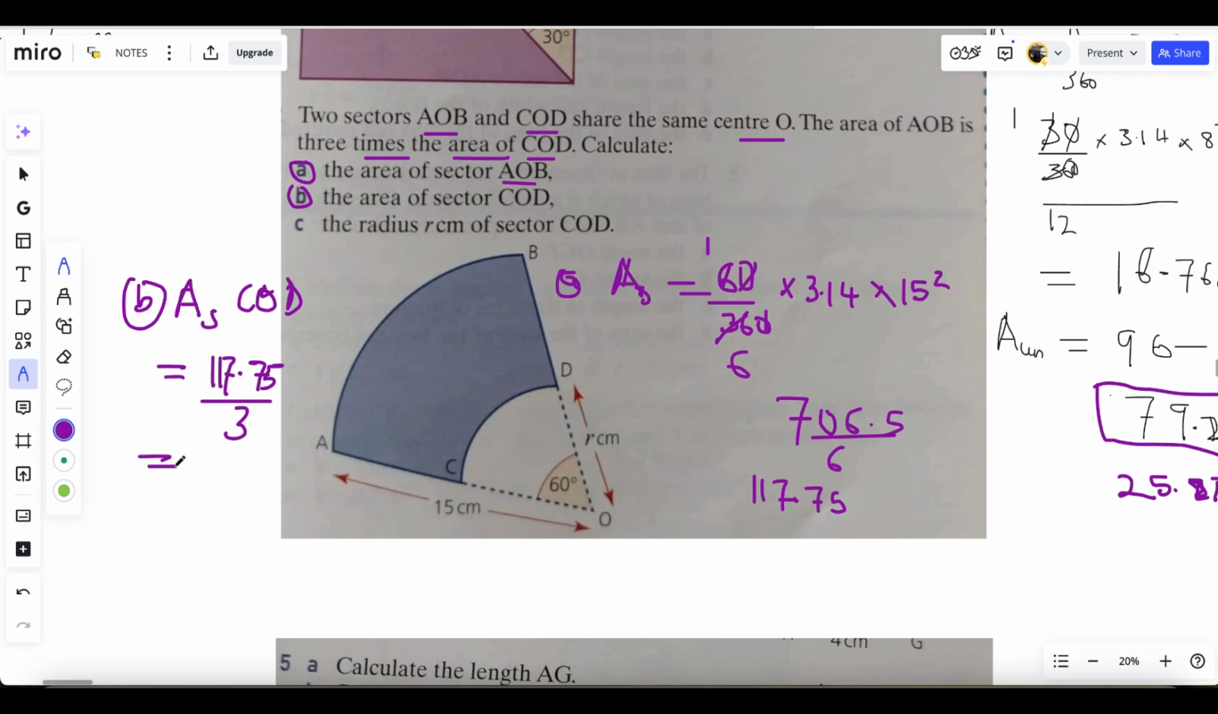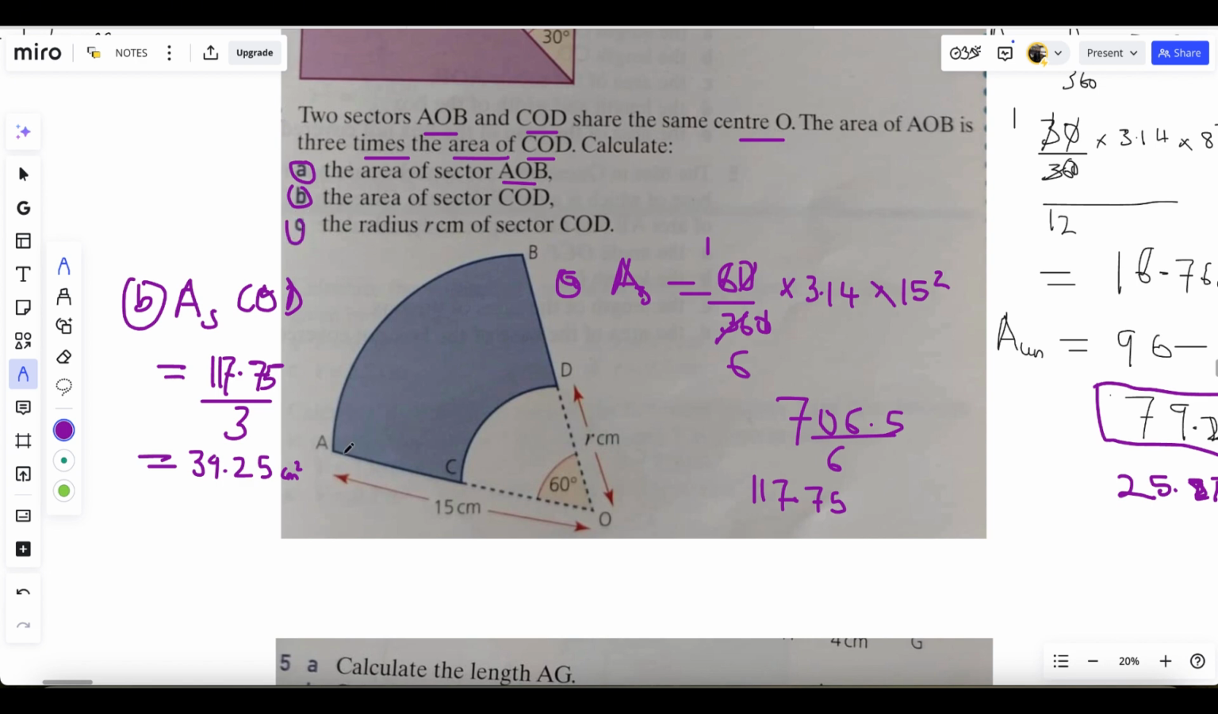So when we divide it by 3, what do we get? 117.75 divided by 3. What do we get for the area of the small sector, this COD? We get 39.25 centimeters squared. Okay, so for the small sector, we found the area. If you get the area of this small one, you'll be able to find the radius. You use the formula for the area of the small sector to get the radius. Question C says calculate the radius of the sector COD.